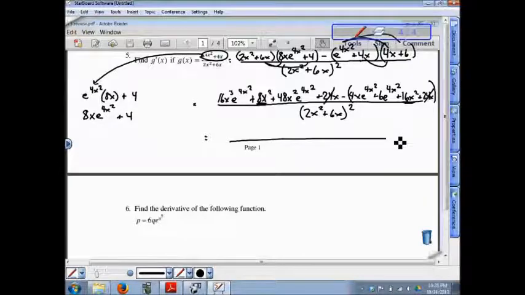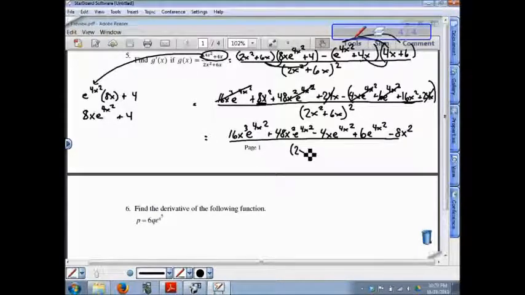So combining some of the like terms, we're going to end up with 16x to the third e to the 4x squared. That takes care of that one. We have a plus 48x squared e to the 4x squared. That takes care of that one. Minus 4x e to the 4x squared. Takes care of that one. Plus 6e to the 4x squared. And that is the 8x squared minus 16x squared, which is negative 8x squared. That's all over the denominator, 2x squared plus 6x, squared.